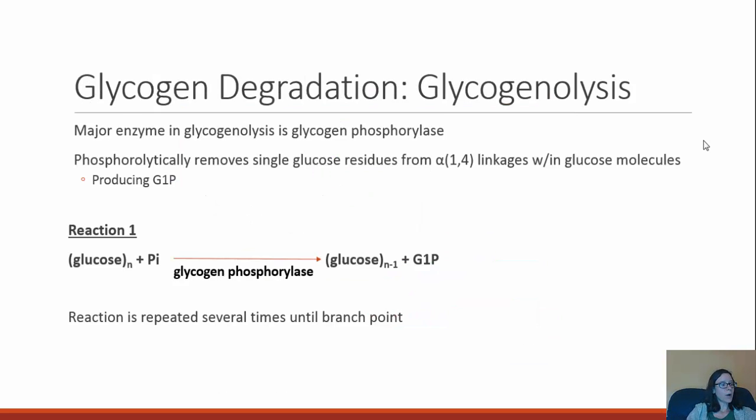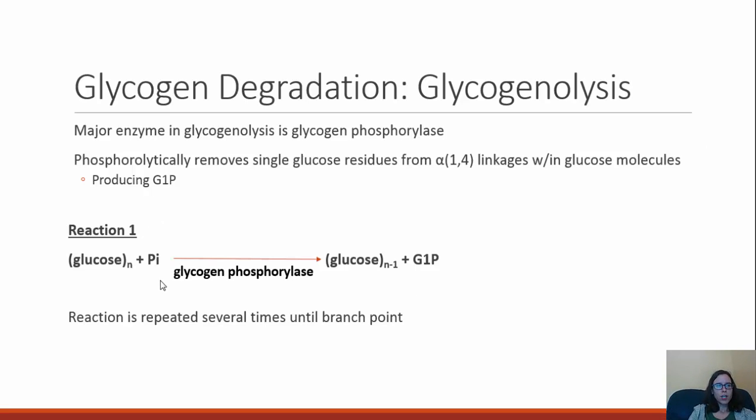Okay, so now we've talked about glycogenesis. Now we're going to talk about glycogenolysis, which is glycogen degradation. Now, the major enzyme in glycogenolysis is glycogen phosphorylase, which phosphorolytically removes a single glucose residue from the alpha-1,4 linkage in the glucose polymer to produce G1P. And again, we're going to go through these reactions step by step.